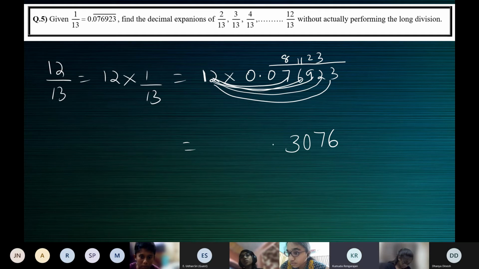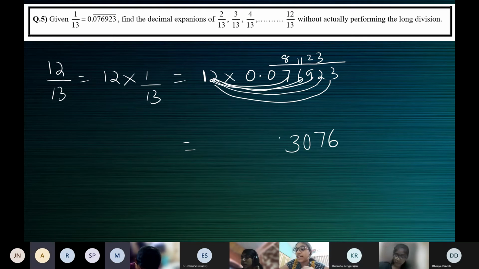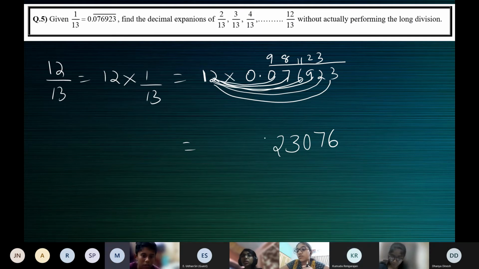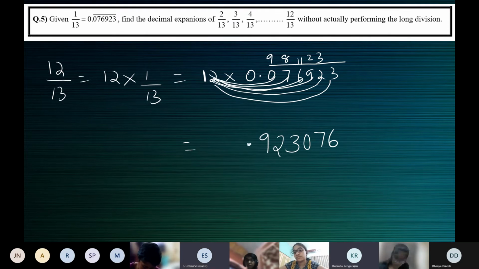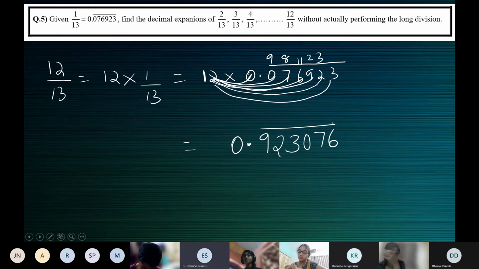84 plus 8, 92. 2, 9 carry over. 12 zeros are 0, and 9. So 9. Decimal point. 12 zeros are 0. 0. And the bar.